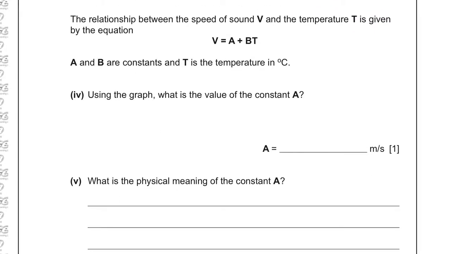Now we're told that the relationship between the speed of sound v and the temperature T is given by the equation v equals A plus BT. A and B are constants and T is the temperature. Using the graph, what is the value of the constant A?